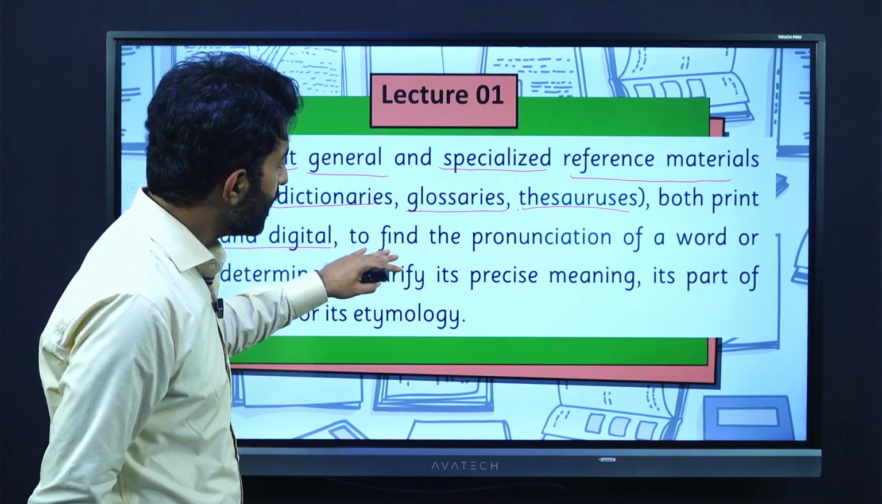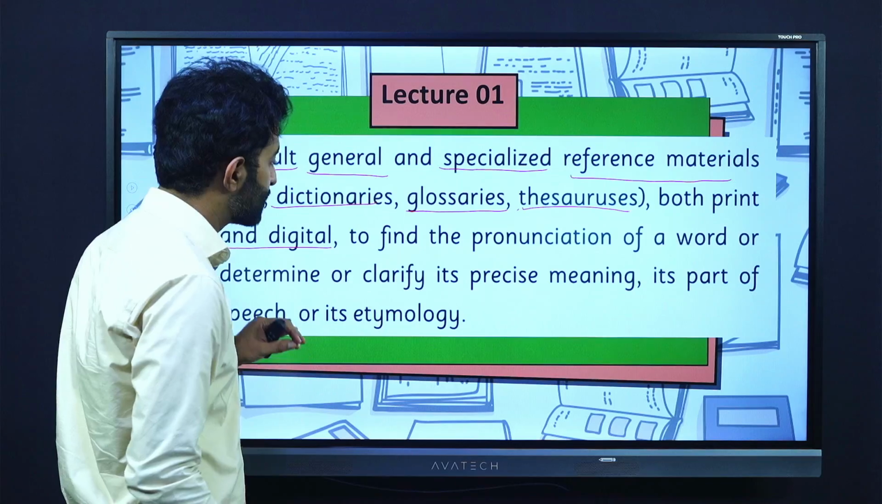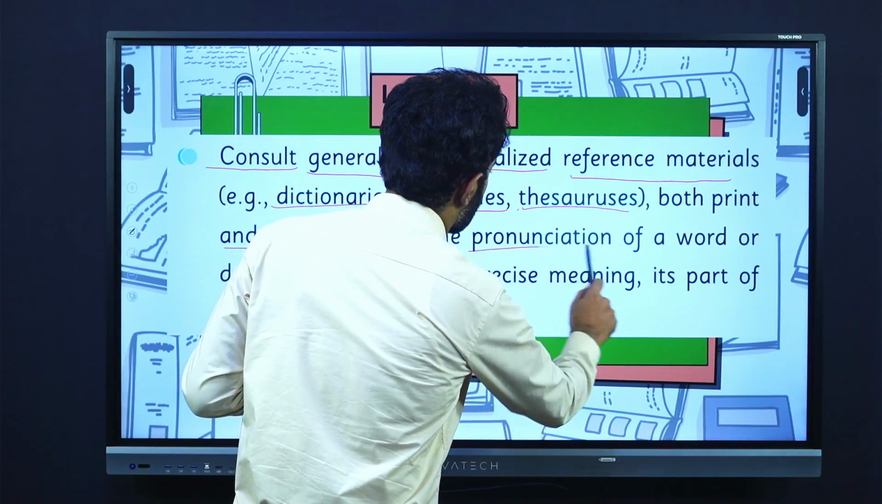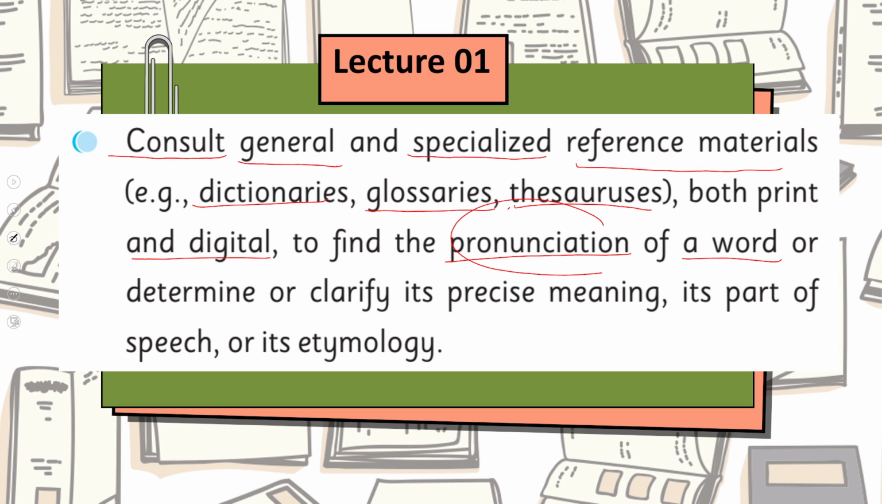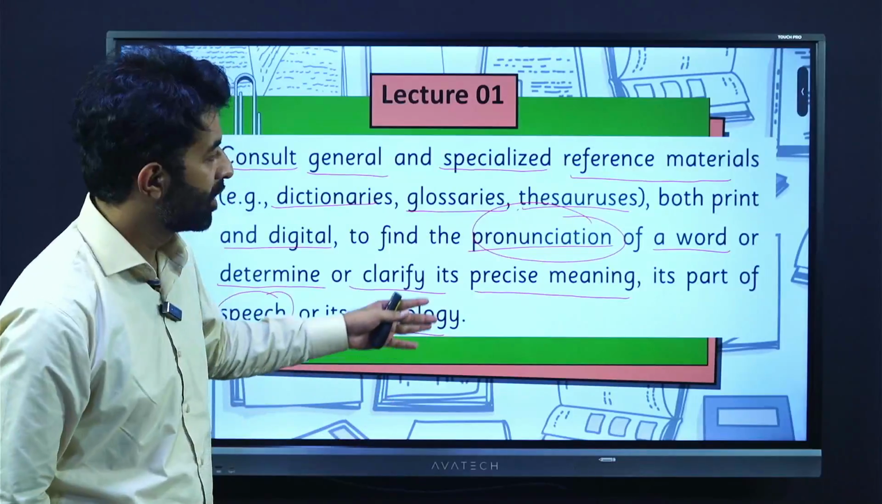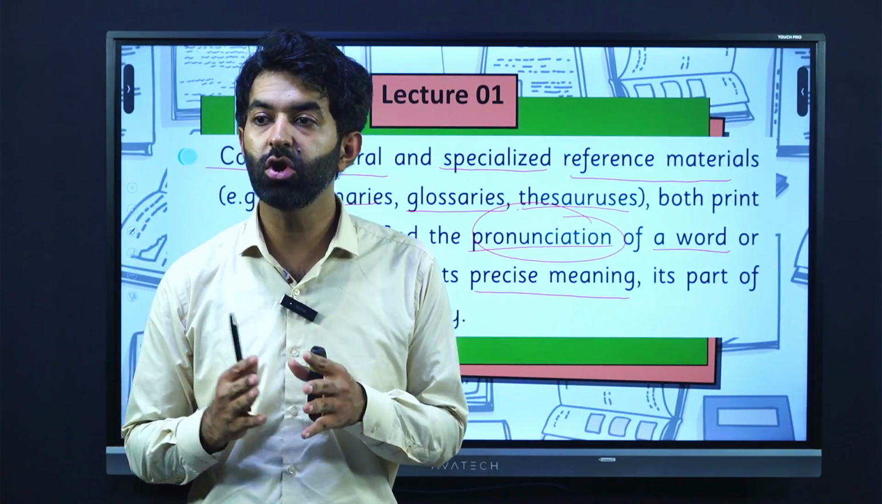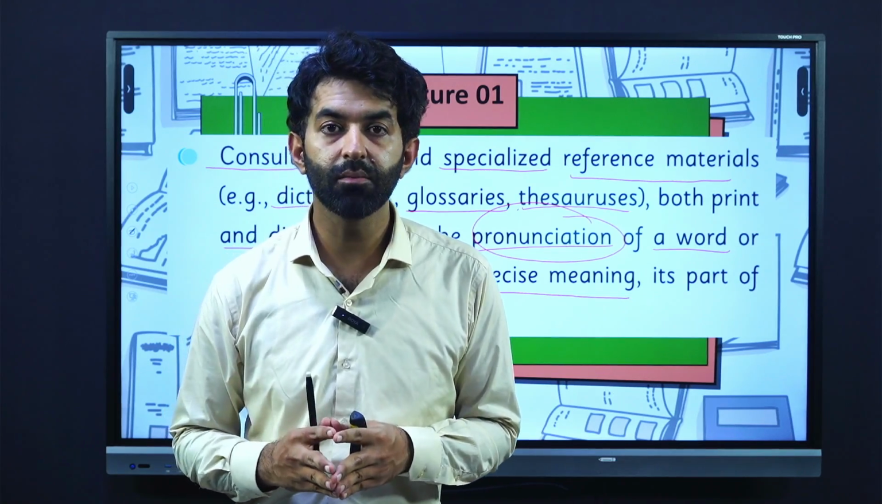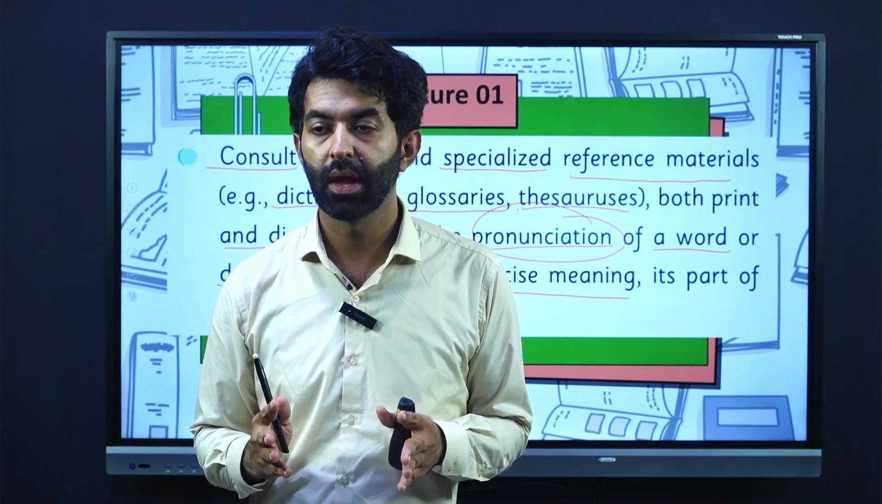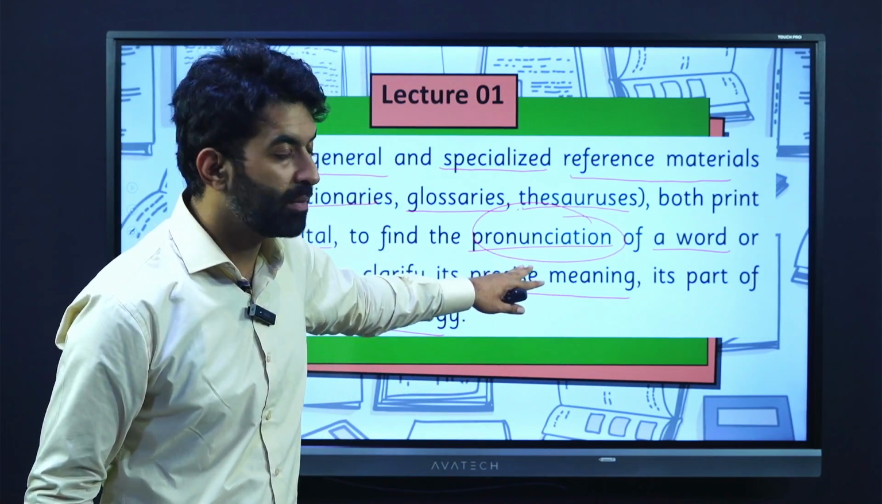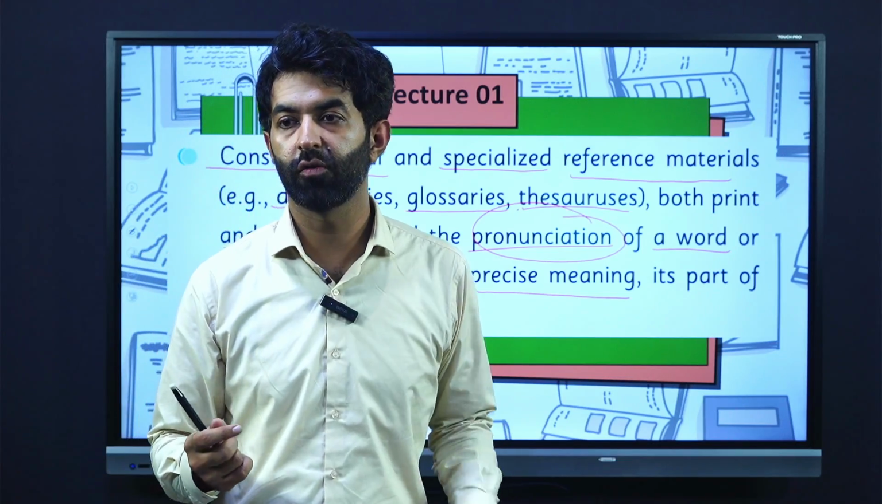Now we will use these materials, these books, to find the pronunciation of a word. Pronunciation means how do you correctly say a particular word, or we can also determine or clarify its precise meaning, its part of speech, or its etymology. So we have a word which we call our entry word. In dictionary terms, we call it the entry word, and we find the meaning or the definition of that word or term.